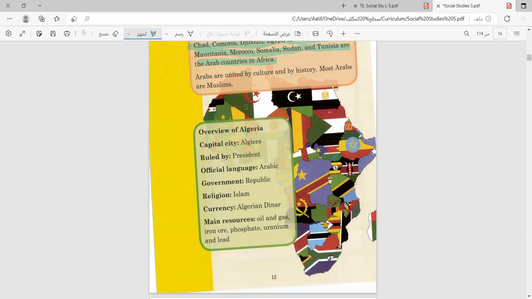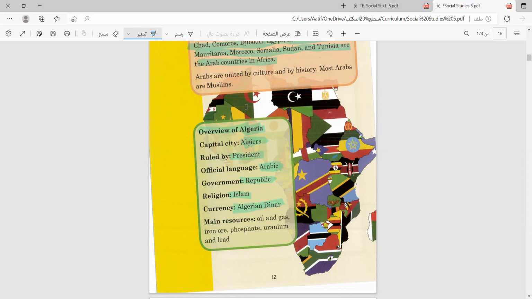This is Algeria. An overview of Algeria. This country has a capital city called Algiers, and it is ruled by a president. The official language they speak is Arabic, not English. The government is a republic, which means there are many people who vote for the decisions. The religion is Islam. Currency, Algerian dinar.